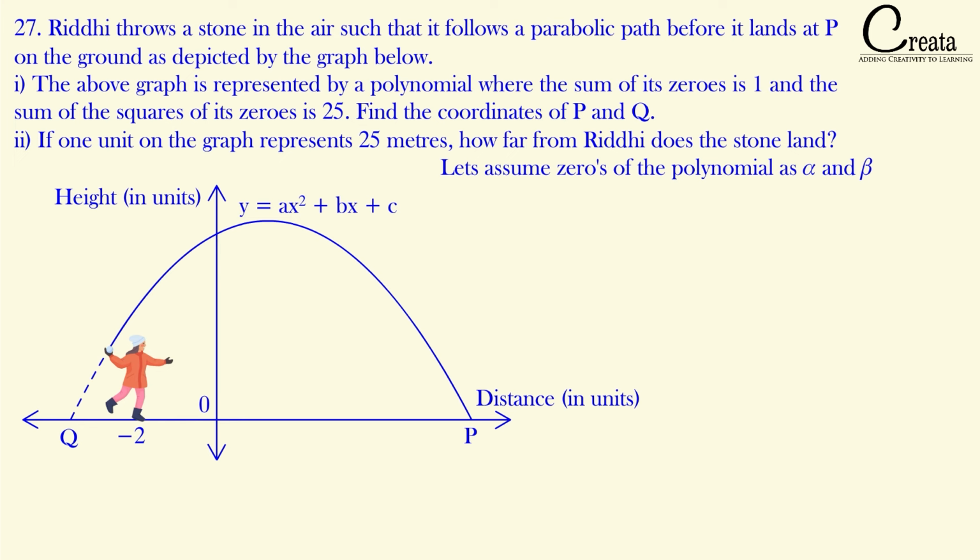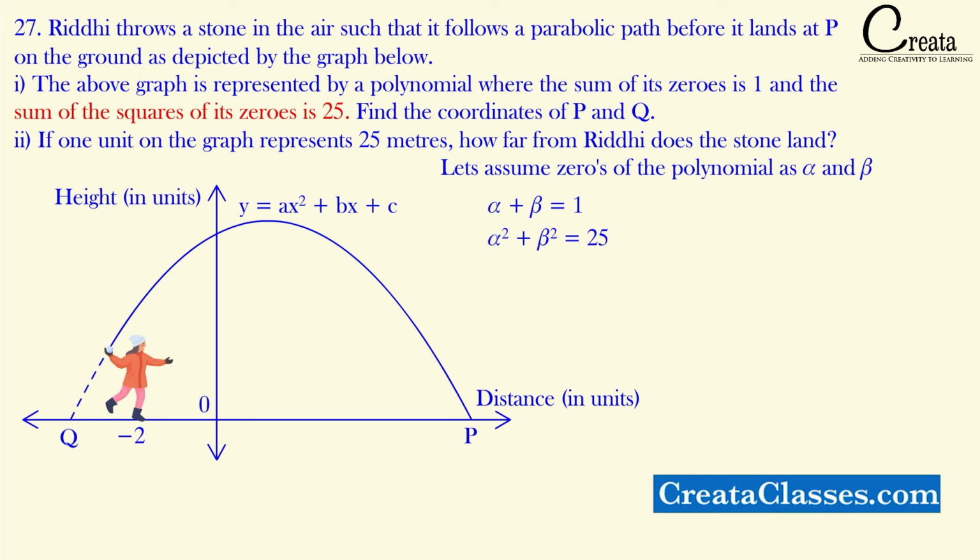So let's assume the zeros of this polynomial as alpha and beta. It is given the sum of the zeros of the polynomial is 1, that is alpha plus beta is equal to 1. Further, it is also given the sum of the squares of the zeros is 25, that is alpha square plus beta square is equal to 25. We got two equations. Can we solve these two equations and get any output?